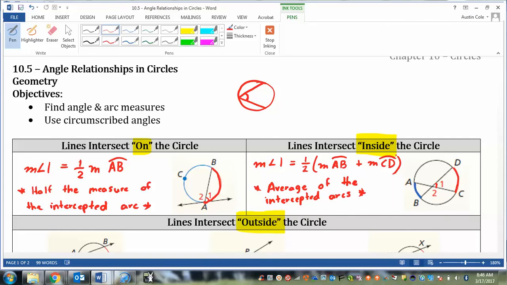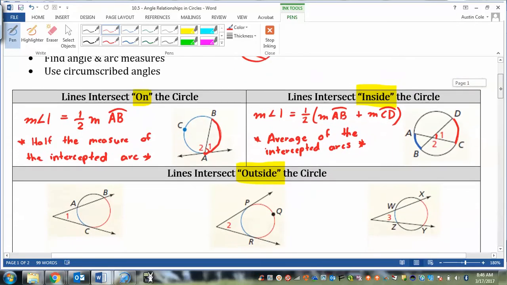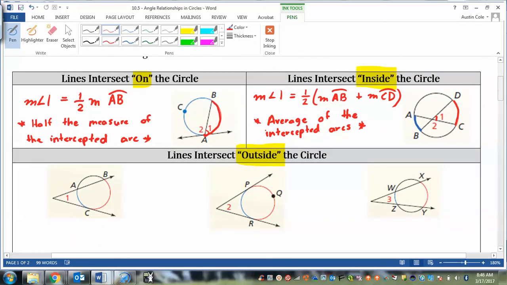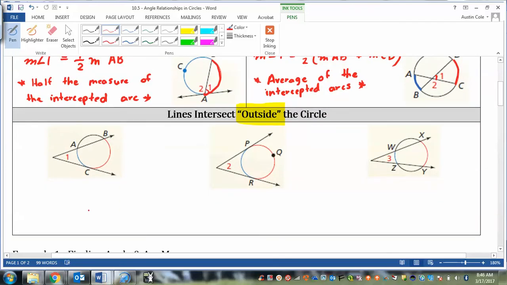Now the third and final situation is when the two lines are intersecting outside the circle. If they are intersecting outside the circle, here's our formula. It's going to be the measure of the angle. I don't want to put angle 1 or something like that, because in this example it's angle 1, in this example it's angle 2, in this example it's angle 3.